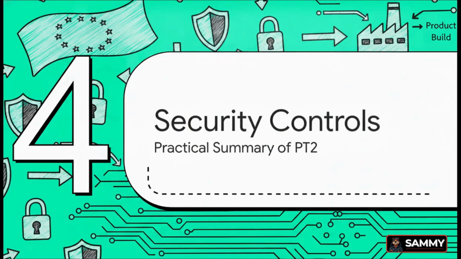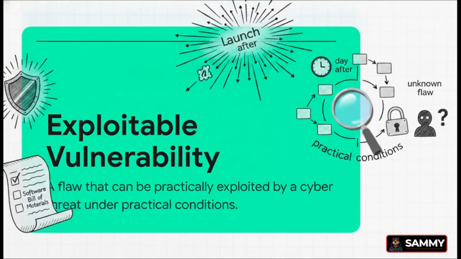Section 4, essential security controls, a practical summary of PT2. These are the specific horizontal standards dictating what must be built into the product itself. The first major requirement is that products must be made available without known exploitable vulnerabilities. Now, notice the definition here. Exploitable means under practical conditions. The CRA doesn't ask you to be perfectly free from all vulnerabilities forever because that's literally impossible.